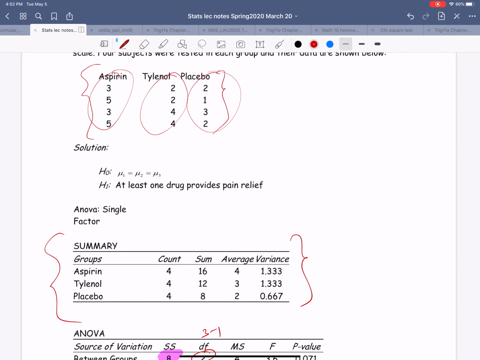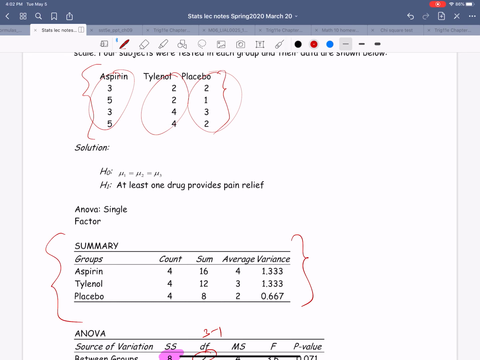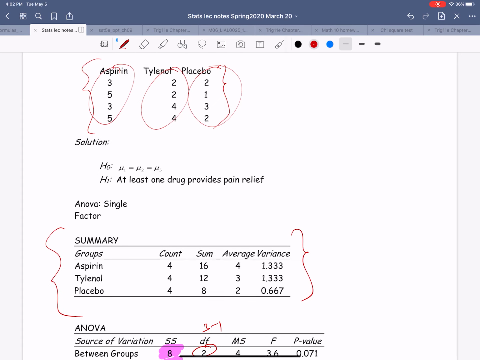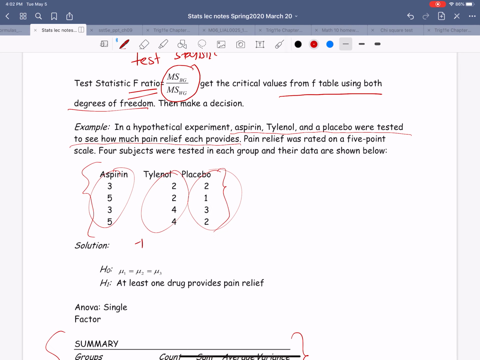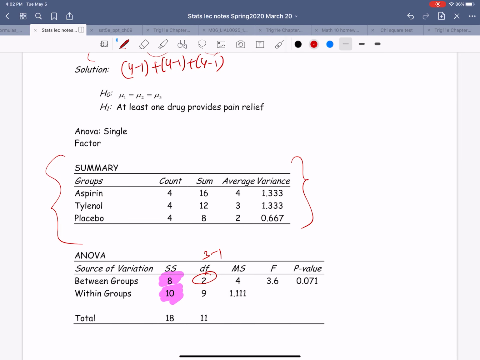Within groups is based on the number of elements in each sample. So within groups we saw sample sizes 1, 2, 3, 4. So for within groups it would be 4 minus 1 plus 4 minus 1 plus 4 minus 1, which turns out to be 9.